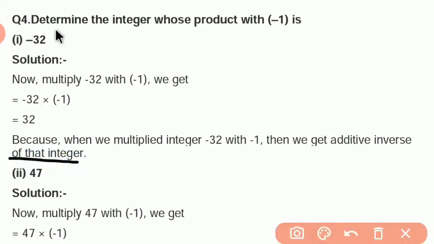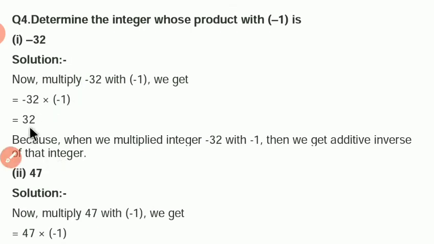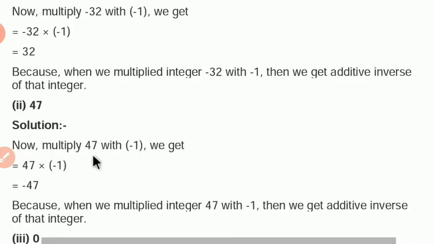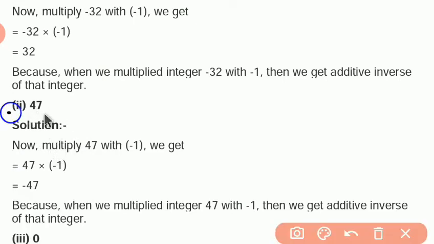So 32 is the additive inverse of -32. So here 32 is the integer. If you multiply 32 with -1, we will get -32. Next one, 47. Now we have to find an integer to which if we multiply with -1, we should get +47. So easily we can understand that if we multiply the additive inverse of 47, means -47, with -1, we will get +47. So now multiply 47 with -1.